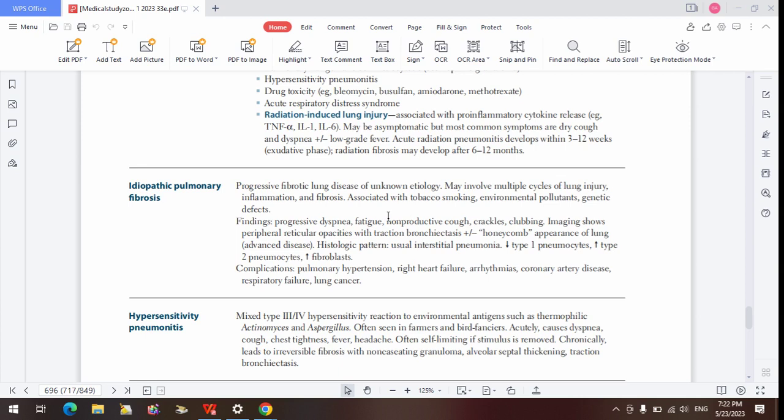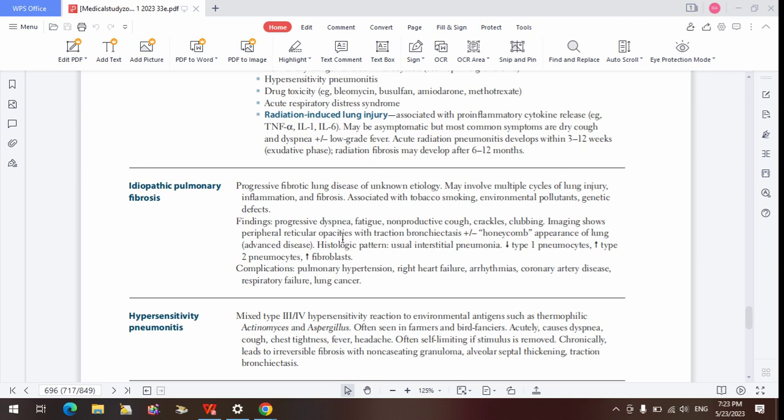But what I want you guys to pay attention to that is high yield here is that you have some imaging findings. What are these imaging findings? Number one, peripheral reticular opacity. You are going to see opacity on the lungs on your X-ray that looks net-like. So once you see the word reticular opacity, please pay attention to that statement. It's likely to be pulmonary fibrosis. You are likely to deal with an interstitial lung disease.